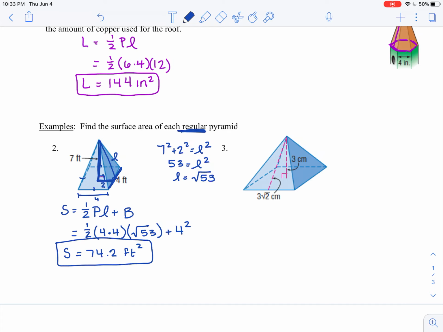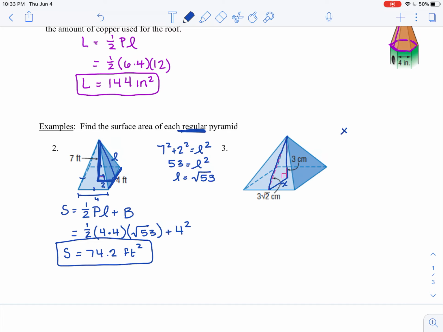In question number 3, again, we have a regular square pyramid. We have the height shown of 3 centimeters. We have our slant height, 3√2 centimeters, but we don't have the length of any side of the pyramid. So let's start by using the Pythagorean theorem to find the last side of this right triangle.